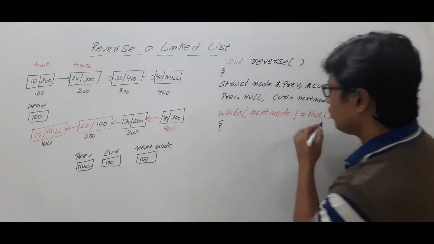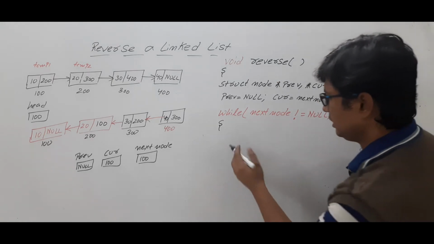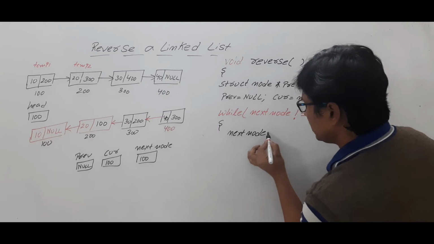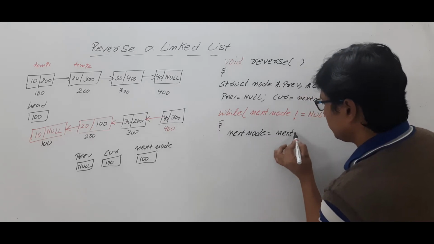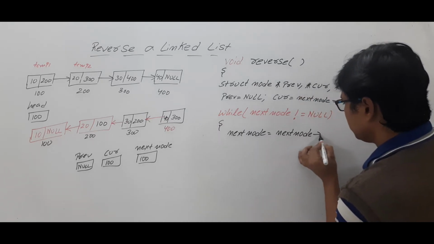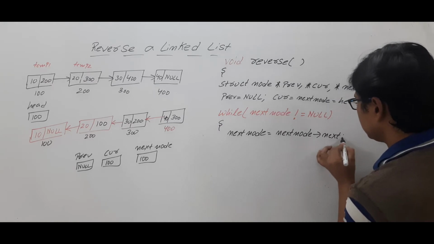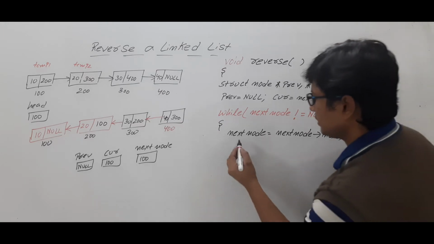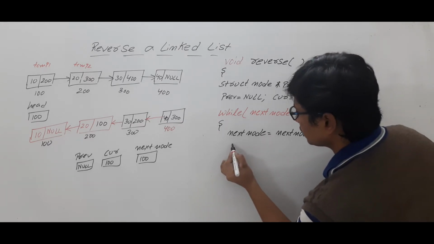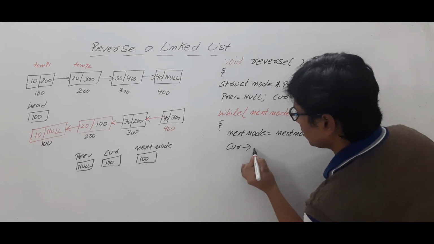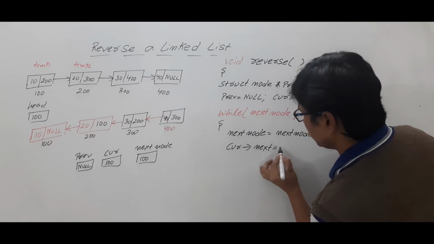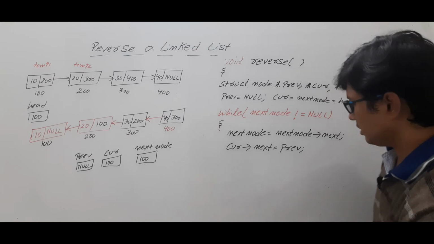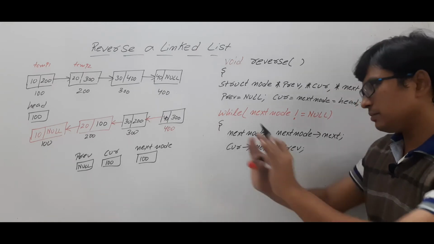While next node not equal to null, what I have to do: next node is equal to next node of next. This is the first thing I need to do. I am traversing the next node. Then current node of next is equal to previous. Is it clear? Are you able to understand it or not? I hope you are not understanding. Let me discuss with an example.